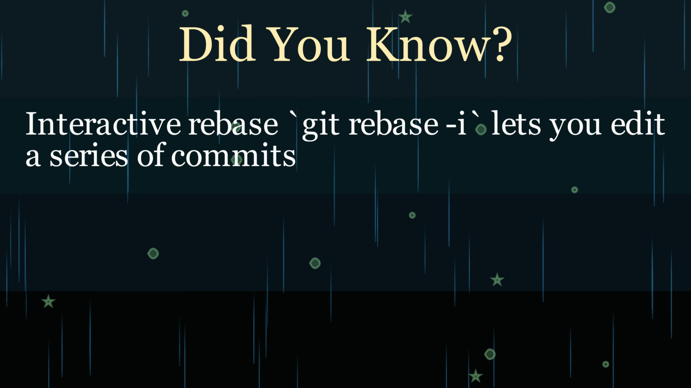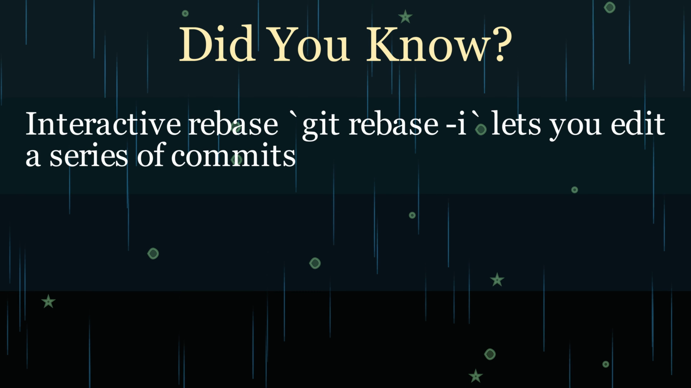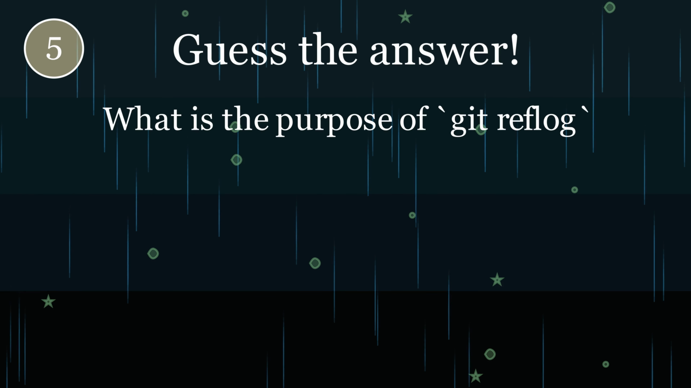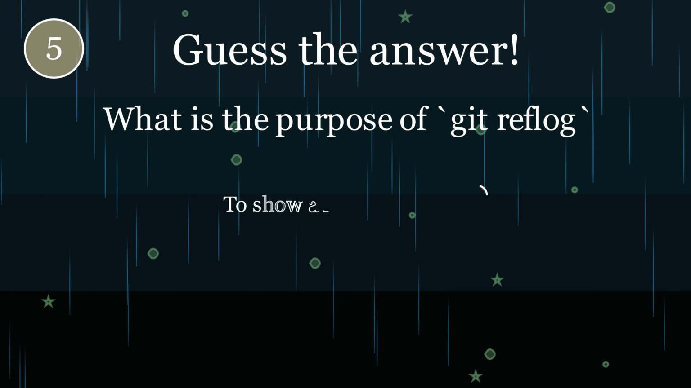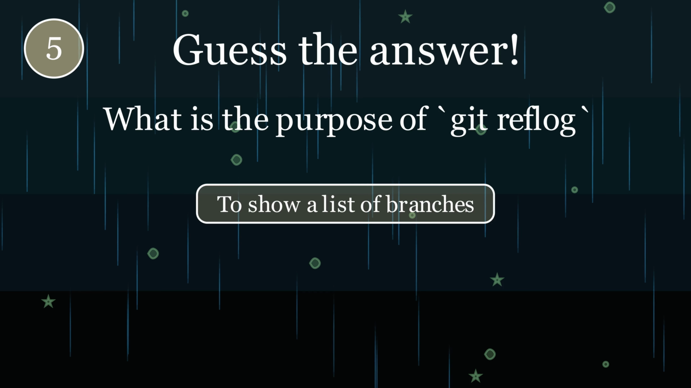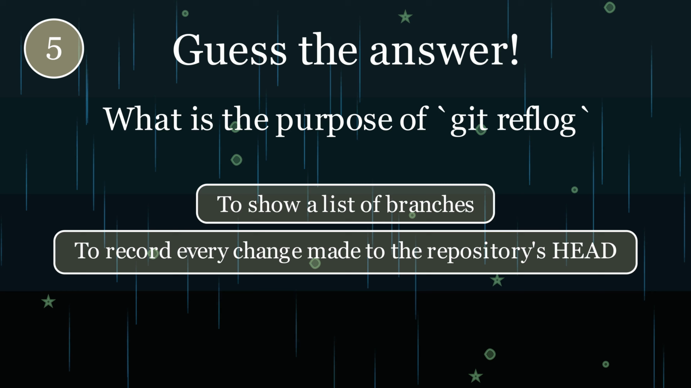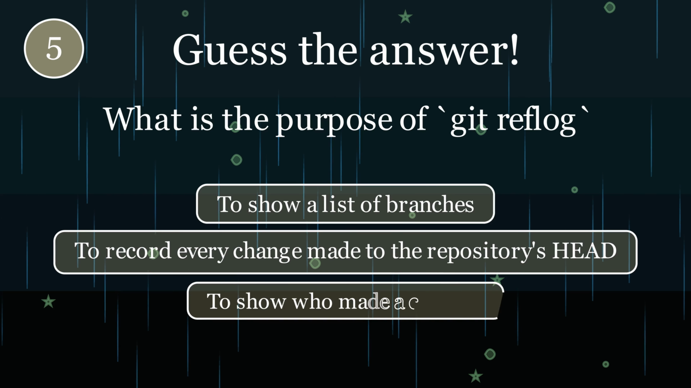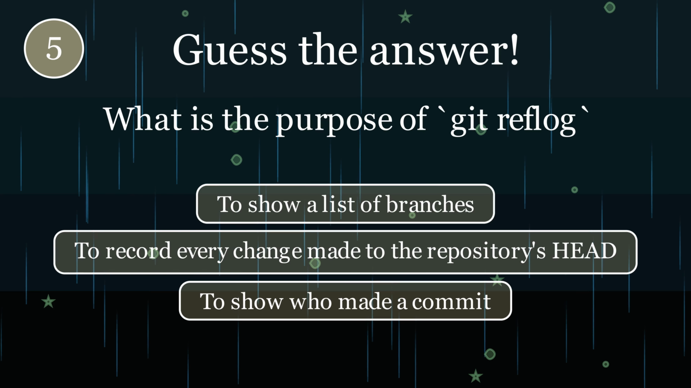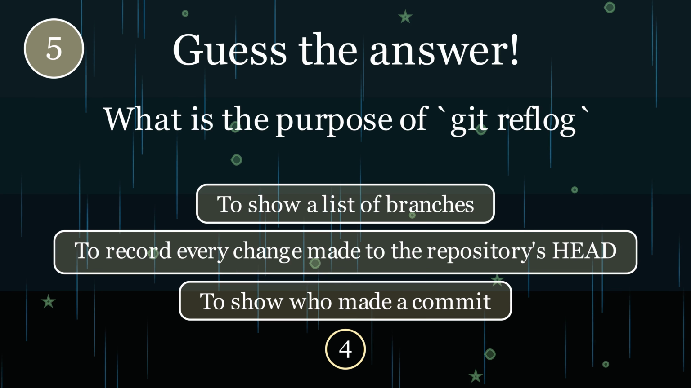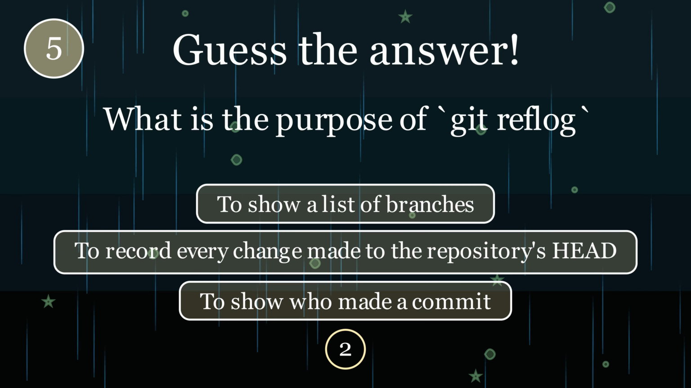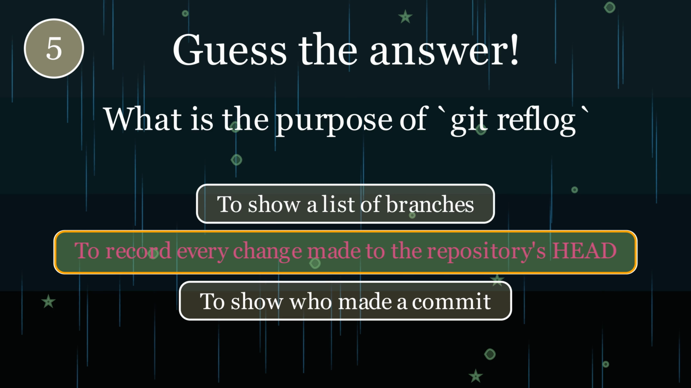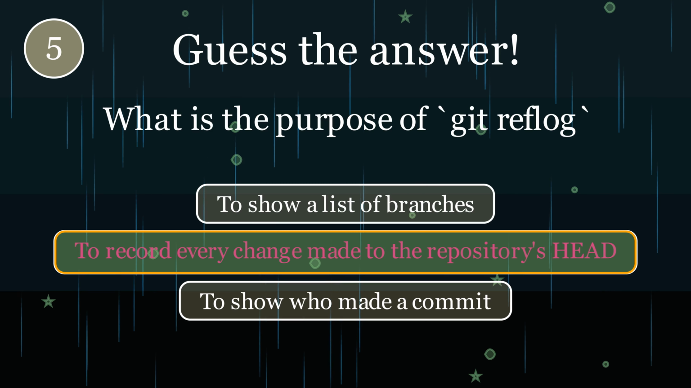Impress your friends with this fact. Interactive rebase, Git rebase I, lets you edit a series of commits. What is the purpose of Git reflog? To show a list of branches, to record every change made to the repository's head, to show who made a commit. The correct answer is to record every change made to the repository's head.